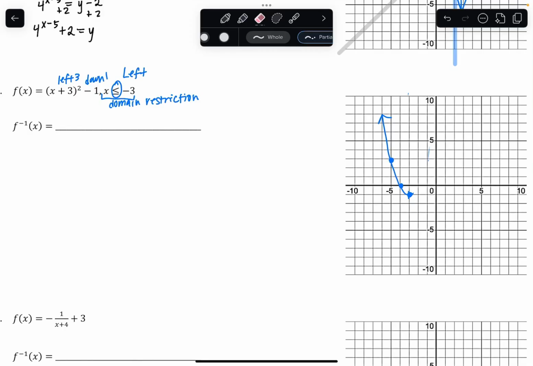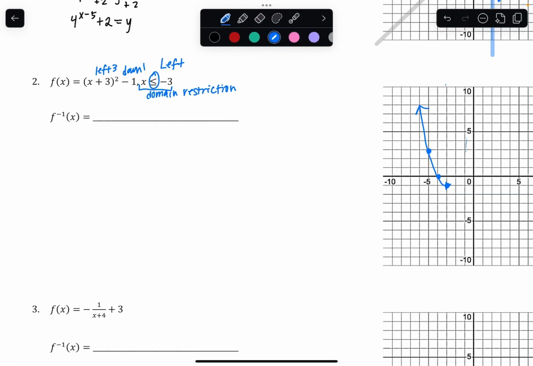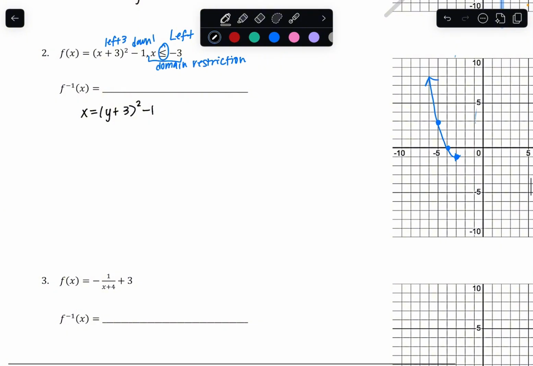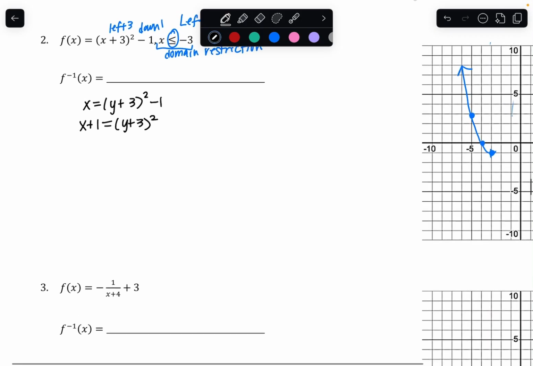Okay, and so this is our starting function. To find the inverse, let's do it algebraically. So switch our x and y. And then we are resolving for y. So our first step is to add 1 to both sides. And then to get rid of the square, we do the square root property.